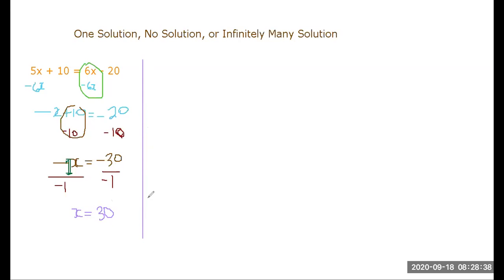So since I got a specific value saying x is equal to 30, this has one solution. So let me get my text box right here. This has one solution. And that's how I figure out that it has one solution. I'm going to put this over here. All right. That is one solution. x is equal to 30.